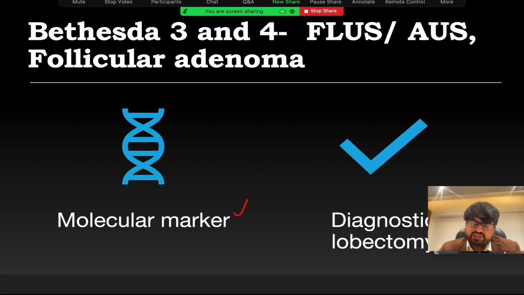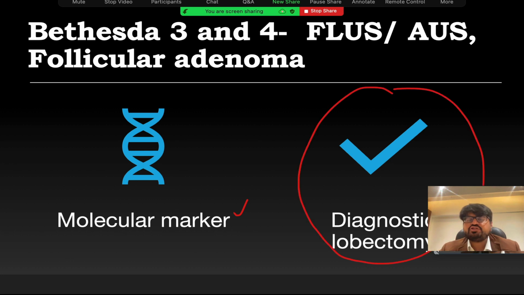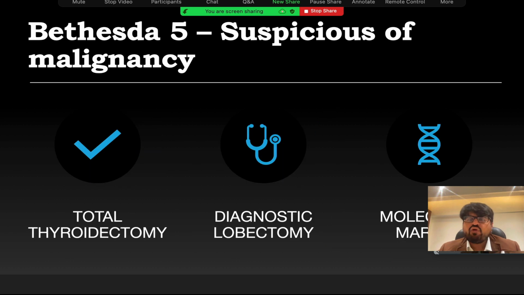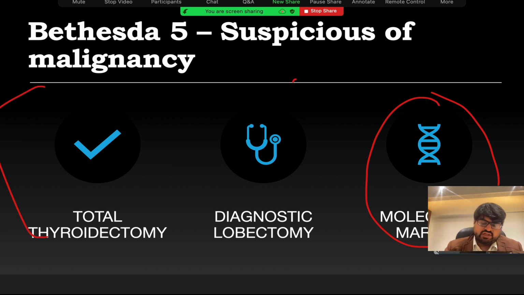So in India, what we generally do when you have such lesions is a diagnostic lobectomy. If you have Bethesda 3 or 4, we generally subject the patient to a diagnostic lobectomy, and that gives you a more confirmed picture. What if you have Bethesda 5, that is suspicious for malignancy? In such cases, you discuss with the patient. Again, if you have molecular markers available, you can consider doing that. But in most cases here, we generally do either of these.